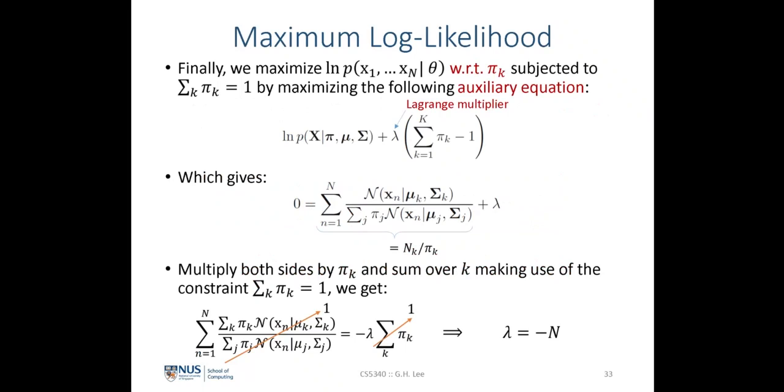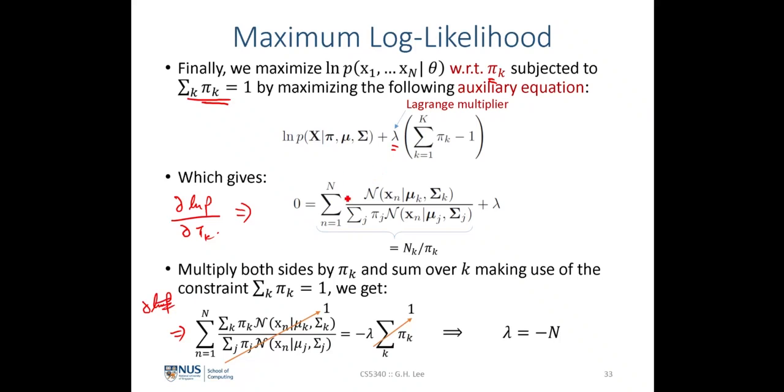We can finally also maximize the log likelihood with respect to the mixing coefficient pi k, subject to the constraint that all the probabilities should sum up to 1, by maximizing the following auxiliary function, where this is the Lagrange multiplier that we have seen in the previous lecture. Differentiating this with respect to pi and with respect to lambda, equating everything to 0 and solving the equation, we get this expression over here, which solves for the log likelihood with respect to pi k.